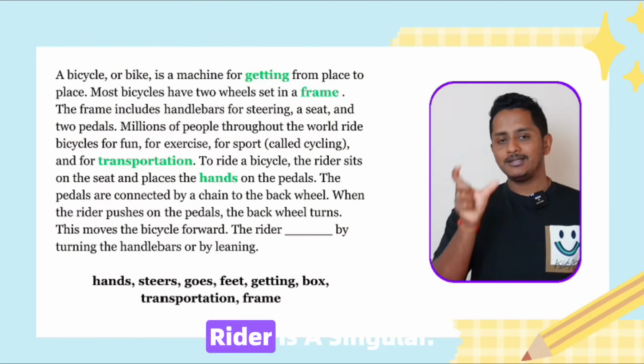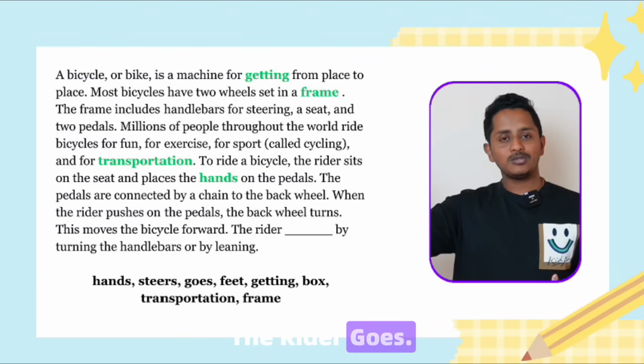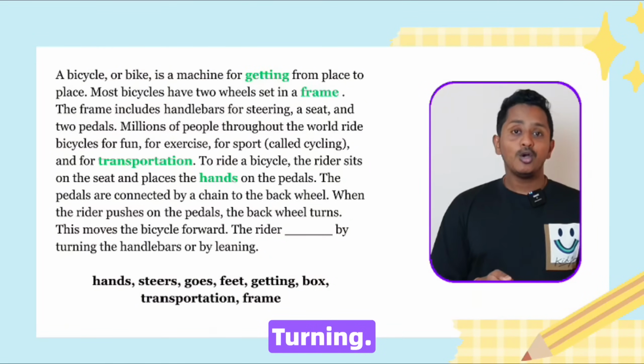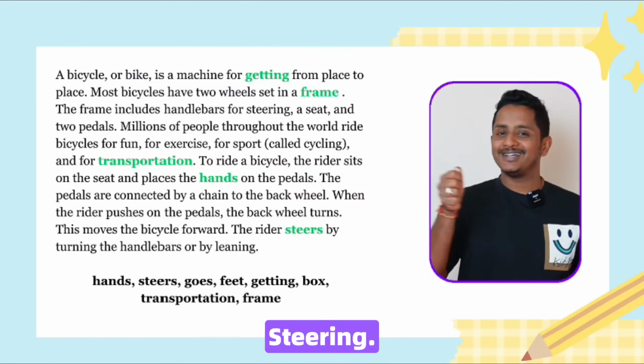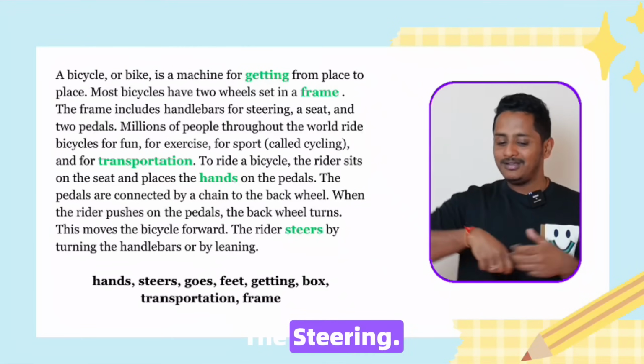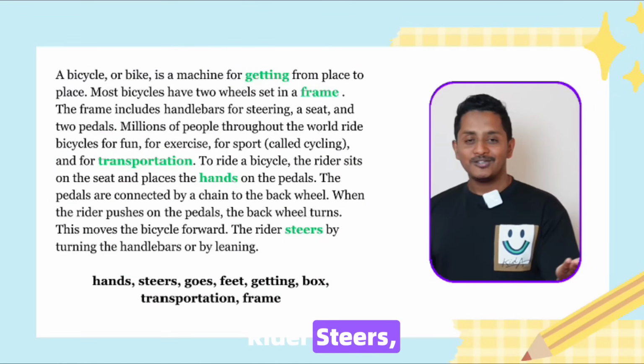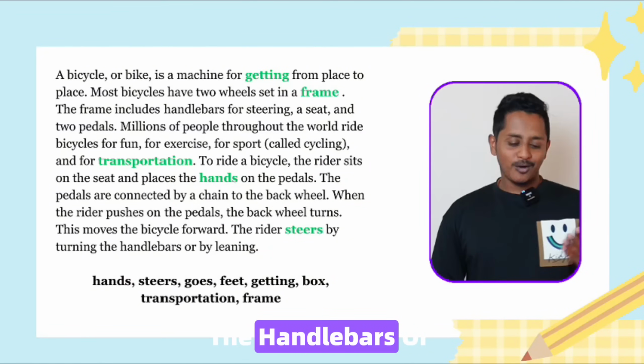The last one, the rider, is singular. The rider eats, the rider goes. The rider goes by turning. Turning means you have a handle, you are steering. In the car we have the steering, same way the rider steers by turning the handlebars or by leaning.